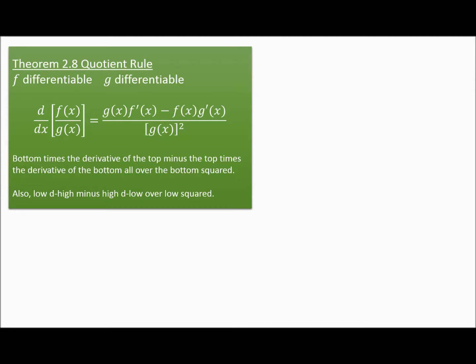So we have the quotient rule. So we're taking the derivative of f of x divided by g of x. So look at what this mess is. It's g of x times the derivative of the top, f of x, minus f of x times the derivative of the denominator, g of x, over g of x squared.